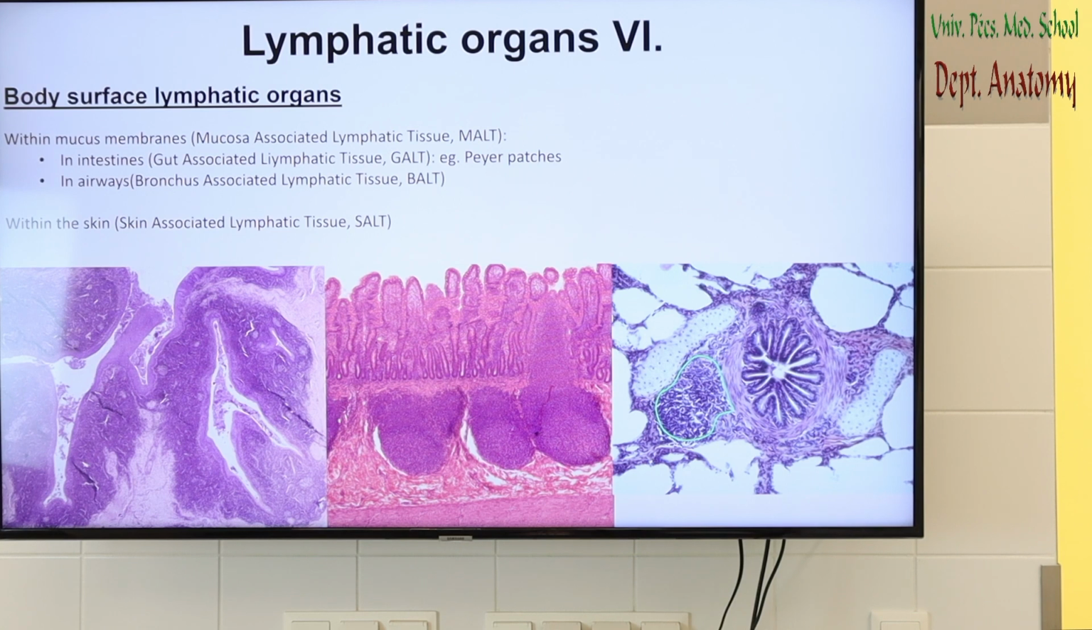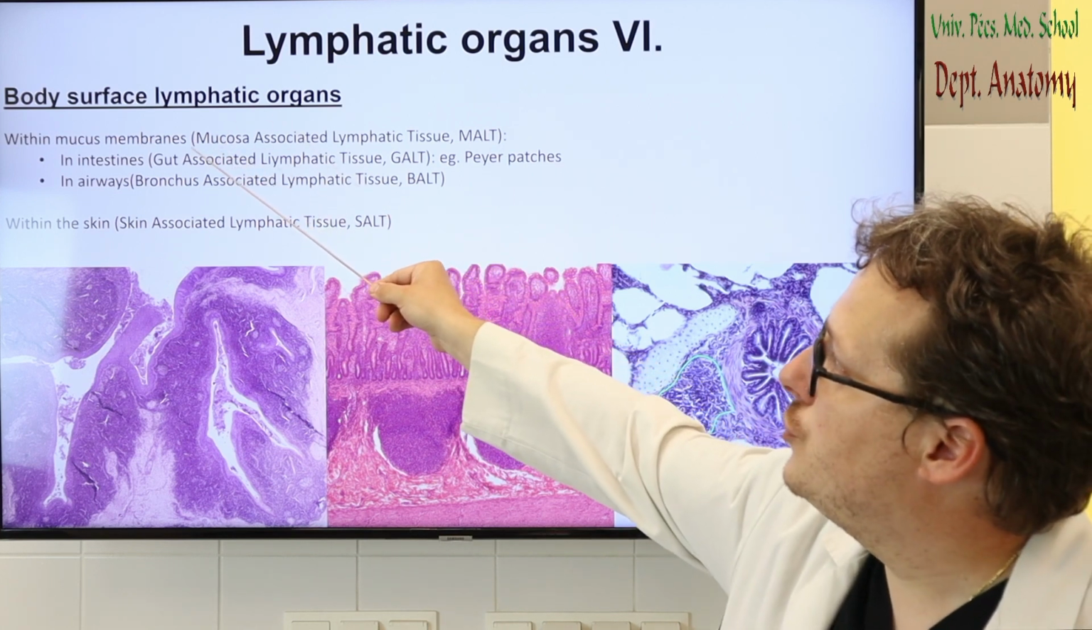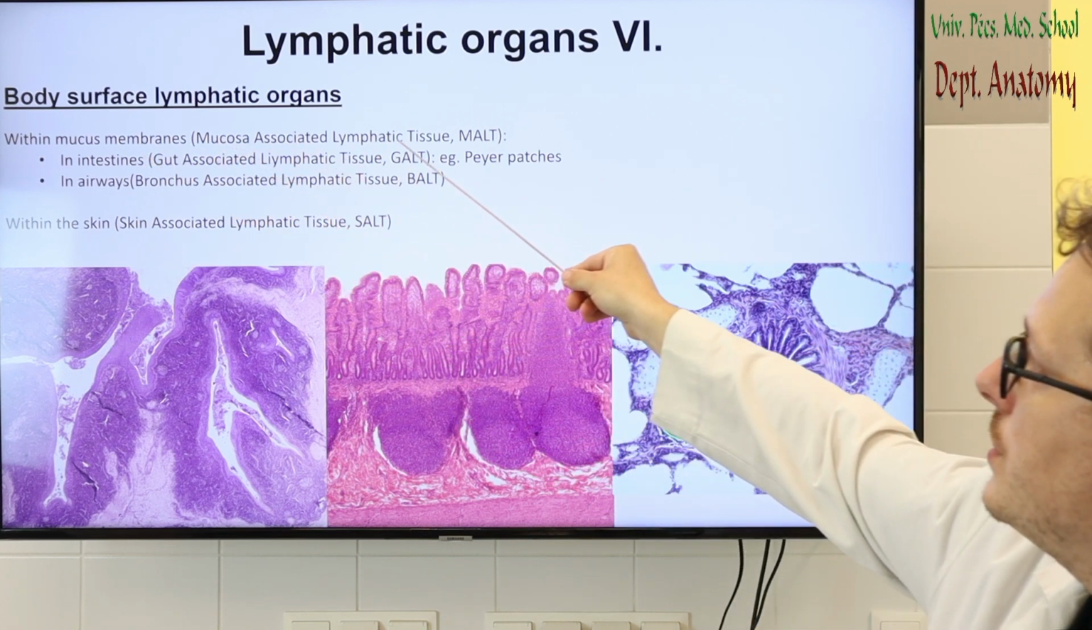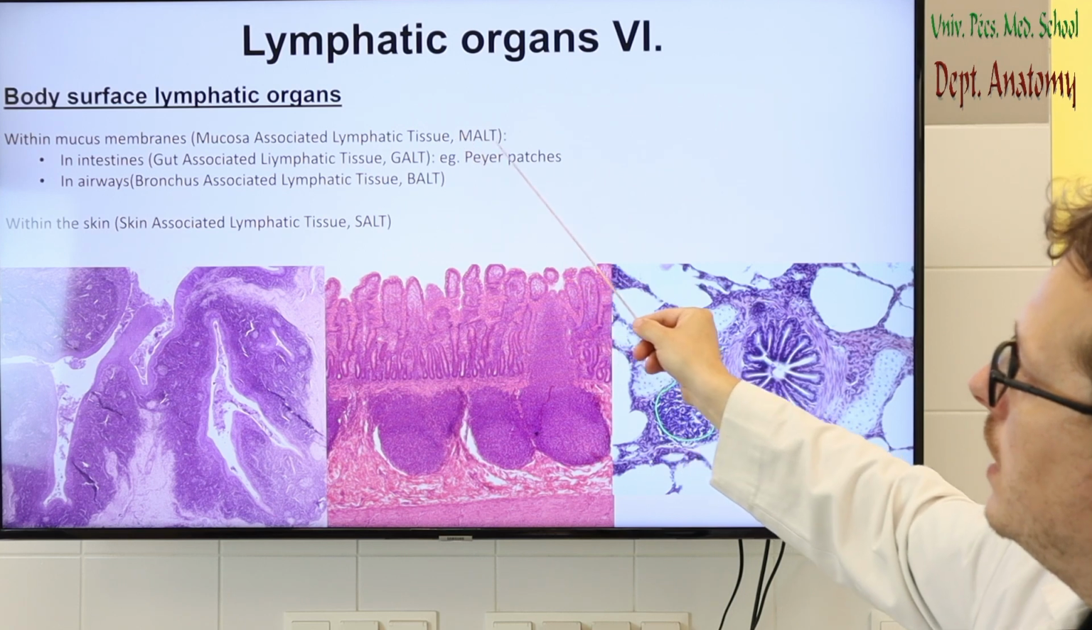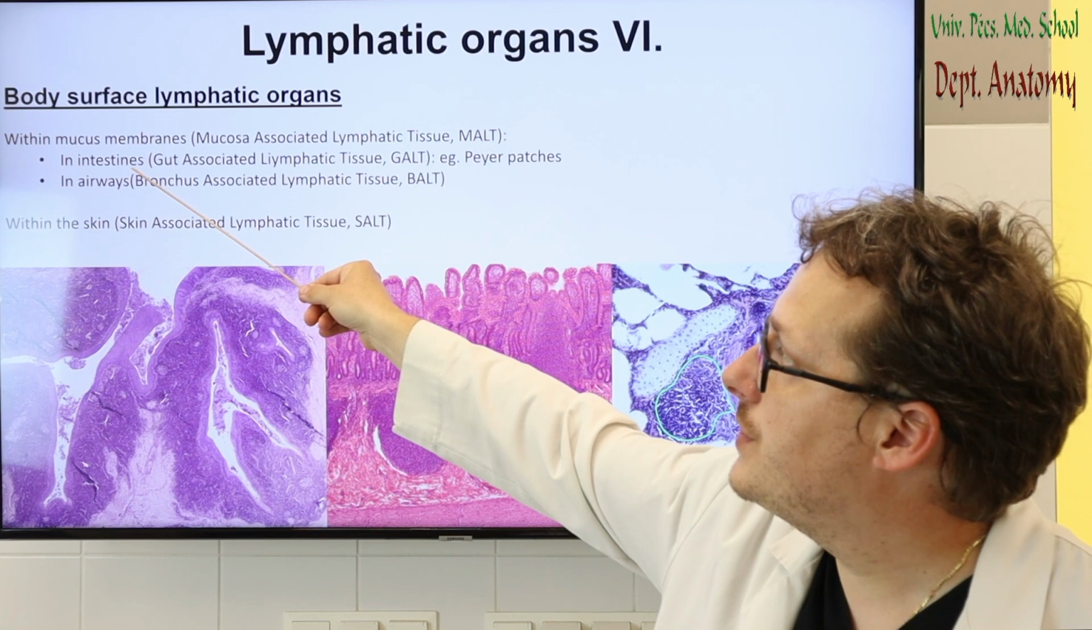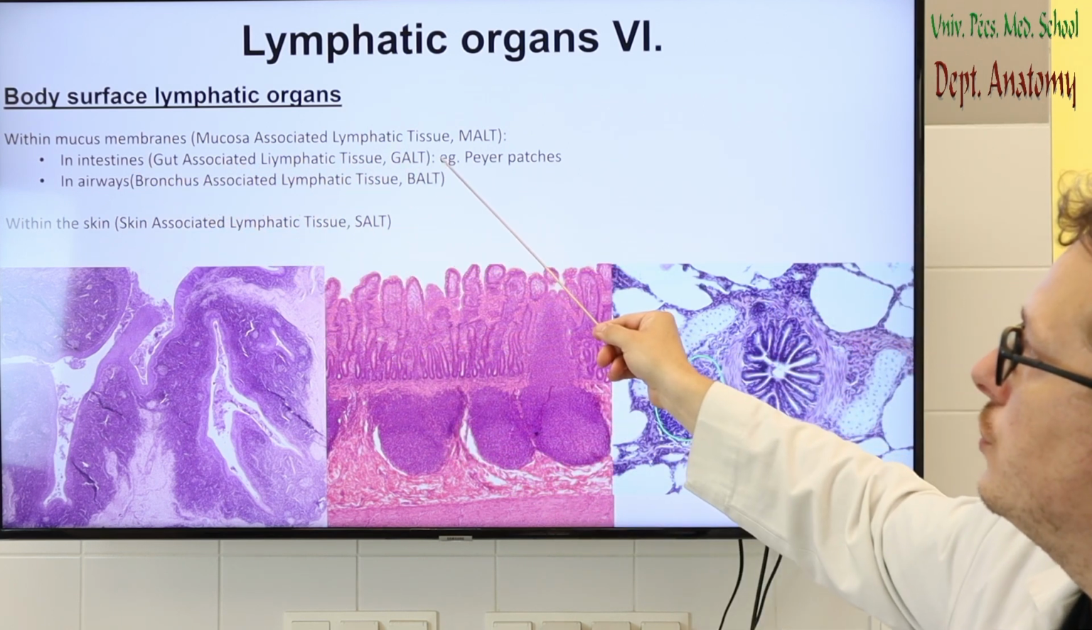Since the lymphatic system is a very important line of defense to us, it's not a big surprise that we can find lymphatic organizations on the front lines, so basically on such areas of the human body which have direct connection to the surface. Such organizations are within mucous membranes, for instance, mucosa-associated lymphatic tissue, or abbreviated as MALT. A few examples for MALT are in the intestines, gut-associated lymphatic tissue, GALT.